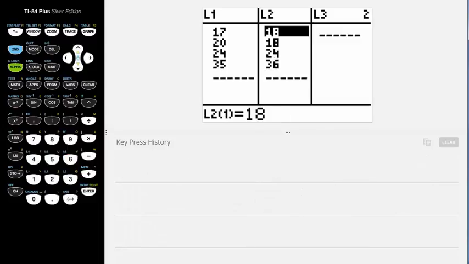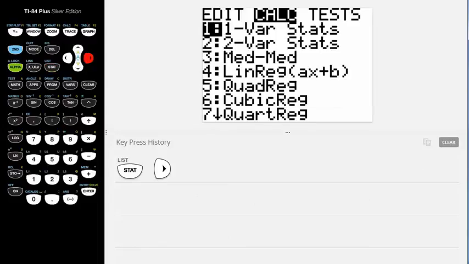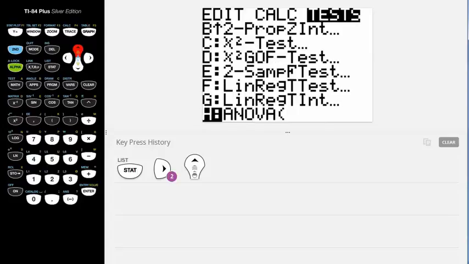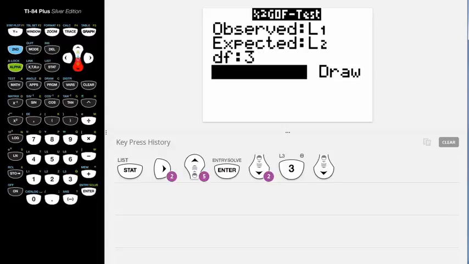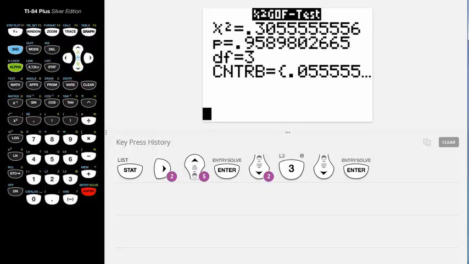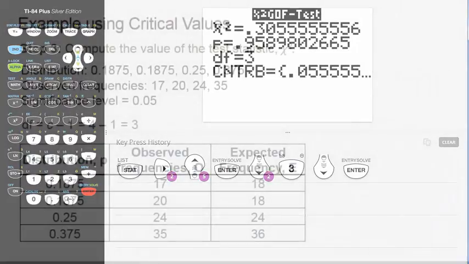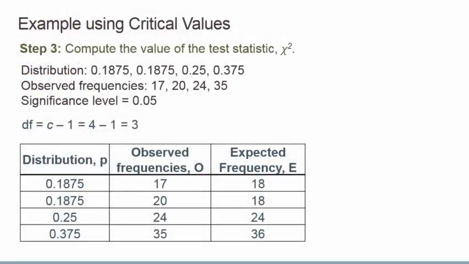Now we want to go to Stat, over to Test, and we are looking for chi-squared goodness of fit test, GOF for short. Enter. Our observed values are in L1, our expected values are in L2. We calculated the degrees of freedom to be 3, and we want to calculate. Enter. So chi-square is 0.3056. Rounding to 3 decimal places, our test statistic chi-square is 0.306.